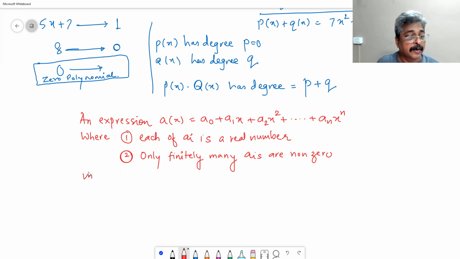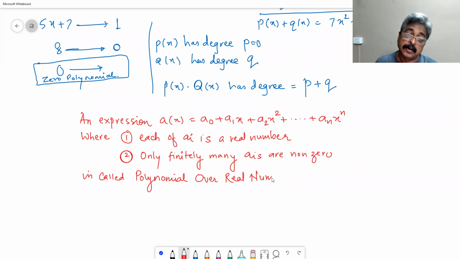It is called a polynomial over reals. A polynomial over real numbers.